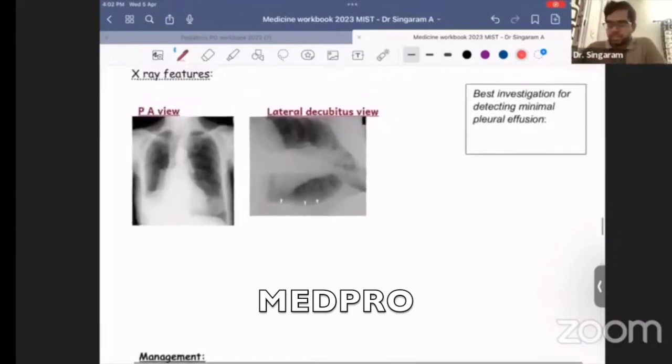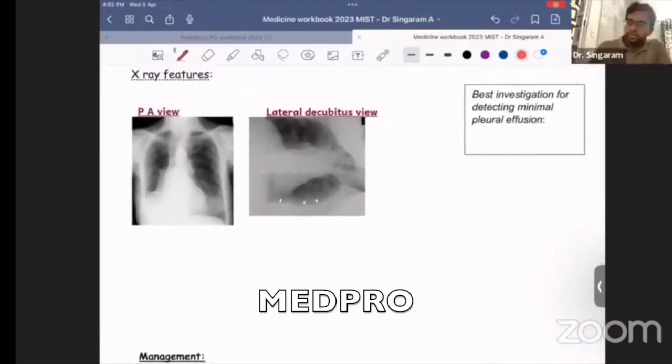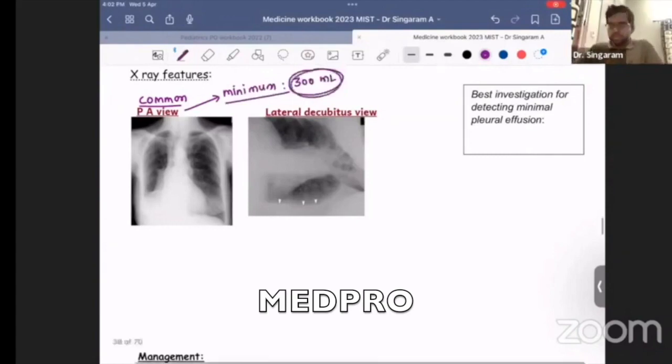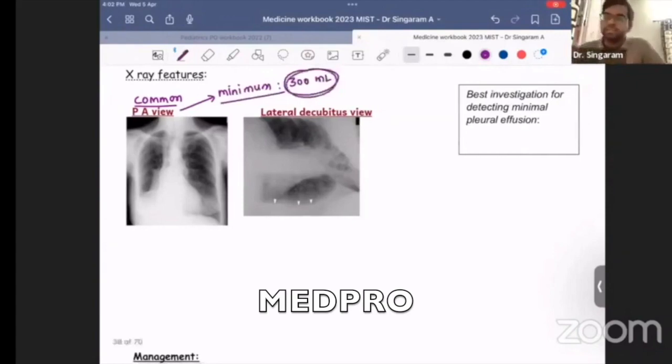Okay, see these two X-rays. One is the PA view, another one is the lateral decubitus view. The common one which we do in the wards is the PA view. But please remember, if you want to see any finding of fluid on an X-ray, there is a minimum amount of fluid that should be present. Only then you will see the finding. Minimum how much? At least 300 ml. Some books say even 200 ml, but the standard is a minimum of 300 ml of fluid for you to see the findings on an X-ray.